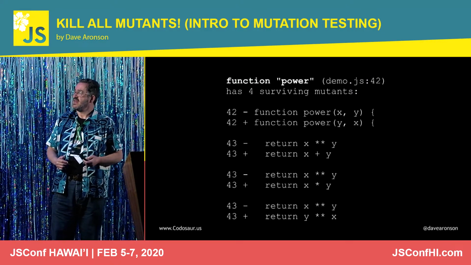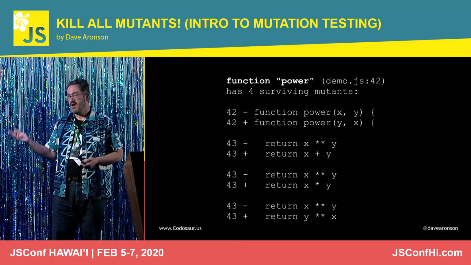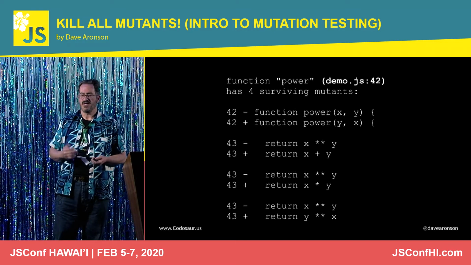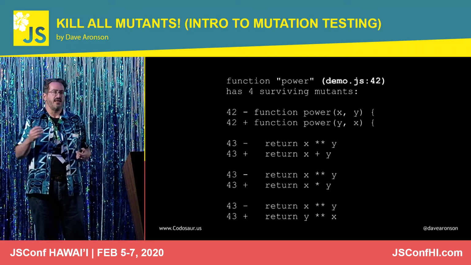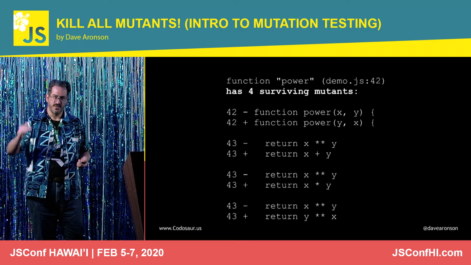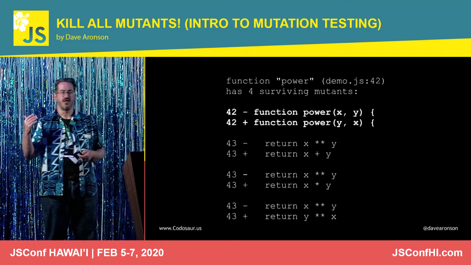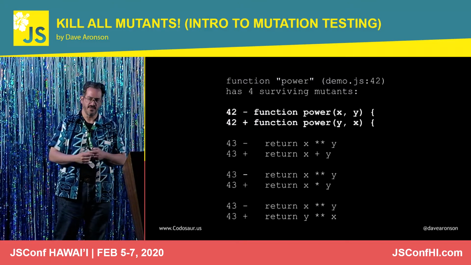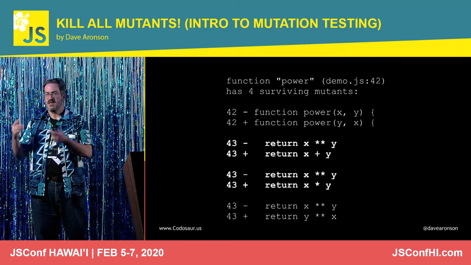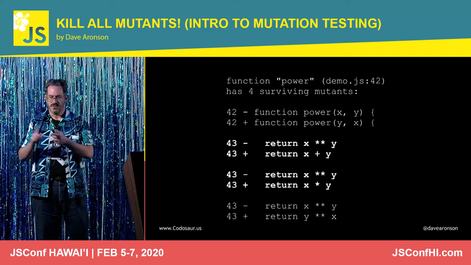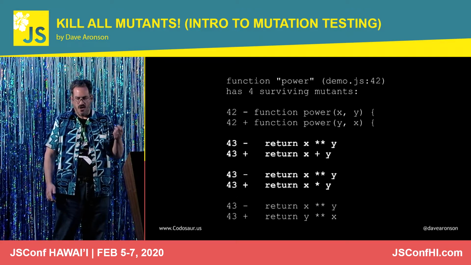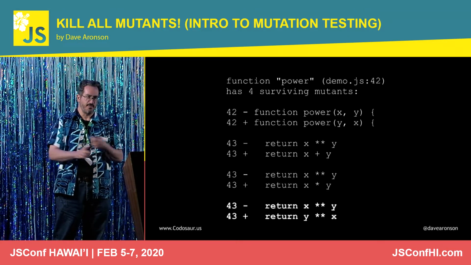And that is that if we change the function called power, which is in file demo.js at line 42, in any of 4 different ways, all its unit tests would still pass. And those 4 ways are to change line 42 to swap the arguments, line 43 to change the exponentiation into addition or multiplication, or line 43 to swap the operands.